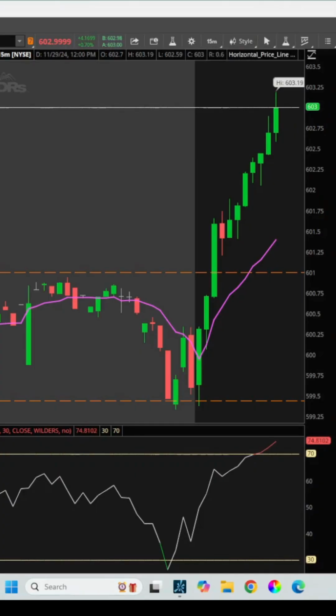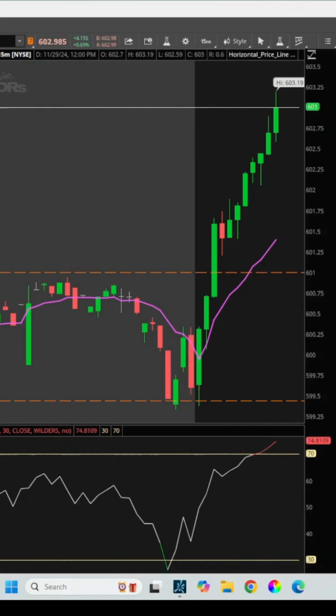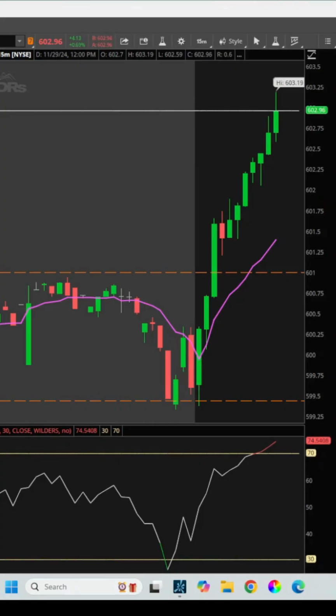Add VWAP to your chart. Most charting platforms, like TradingView, Thinkorswim, etc., have VWAP as a built-in indicator. Simply add it to your chart, and it will display as a line that moves up and down with price action. Key VWAP settings. For day trading, the default VWAP settings, typically calculated using data from the open of the market, work fine. You can customize VWAP with additional bands, 1 to 2 standard deviations if you like, but the basic VWAP line is usually sufficient.